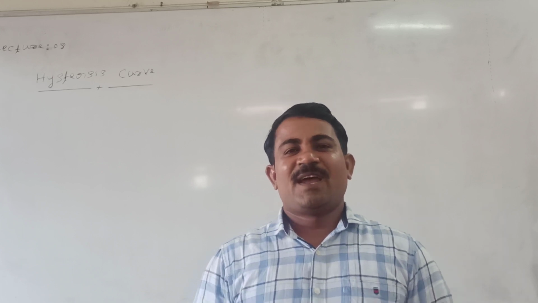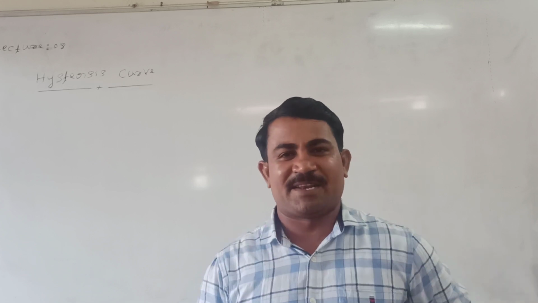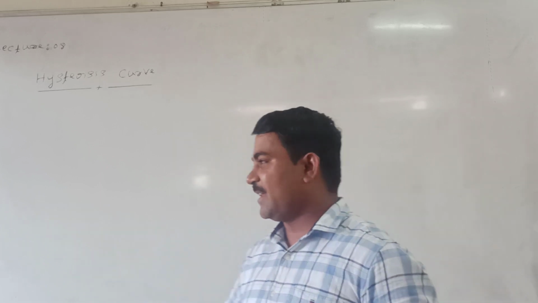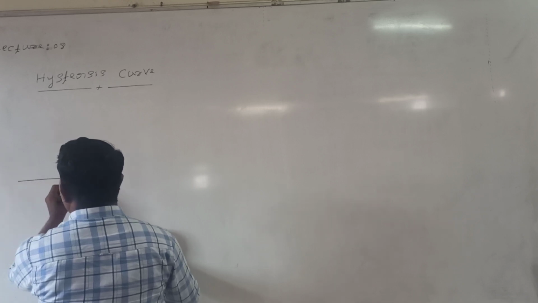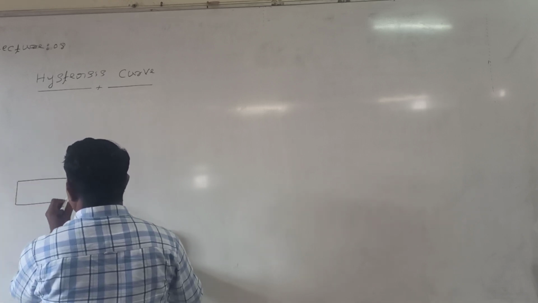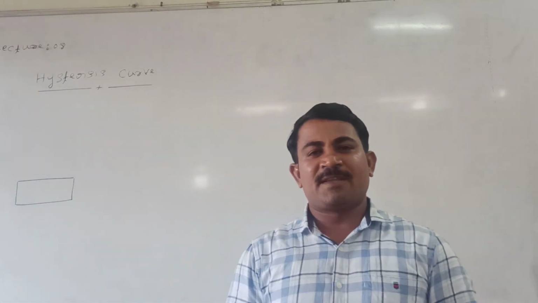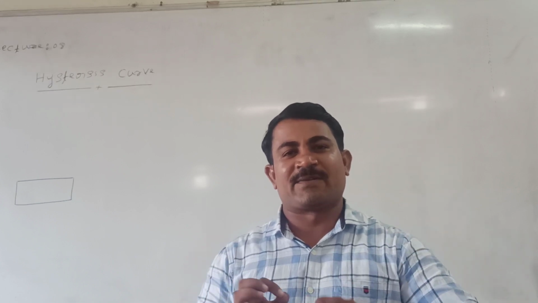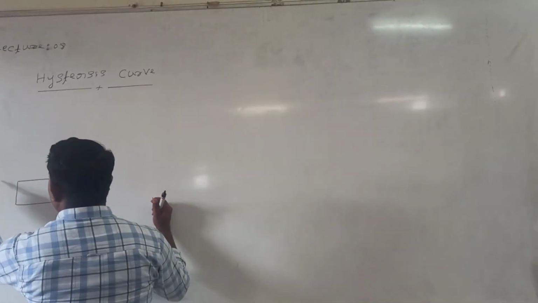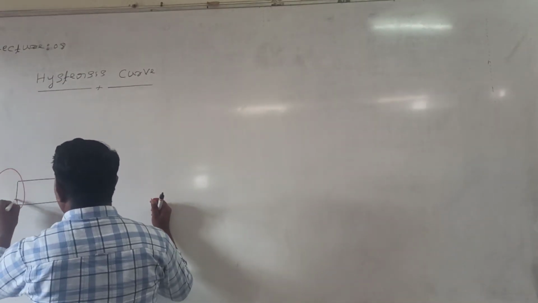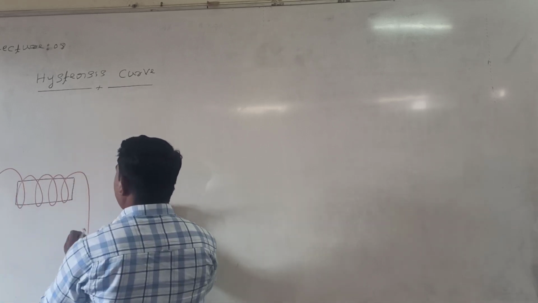Right students? Now to understand the hysteresis curve, we will take a ferromagnetic material. Remember, this is a ferromagnetic material. When a ferromagnetic material is placed in a current carrying solenoid, a coil with many turns which we call a solenoid, remember this ferromagnetic material, say iron, is placed in a current carrying solenoid.